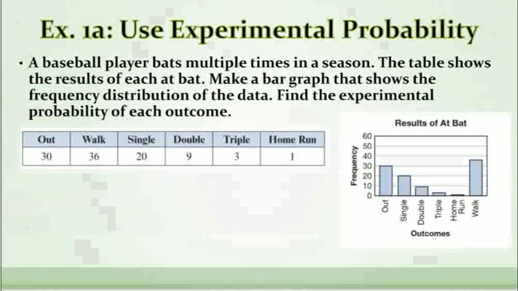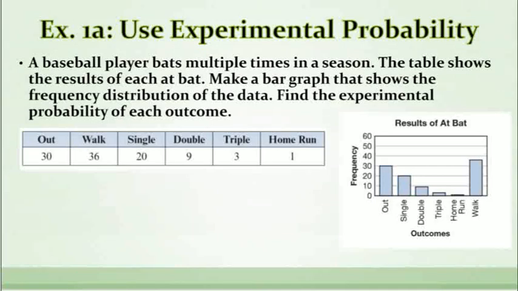Let's take a look at some examples today. A baseball player bats multiple times in a season. The table shows the results of each at-bat. Make a bar graph that shows the frequency distribution of the data, and then find the experimental probability of each outcome. So for this one, the graph has already been done for us. They used the bar graph to show all the different outcomes of their at-bats. Now we need to find the probability of each outcome here.